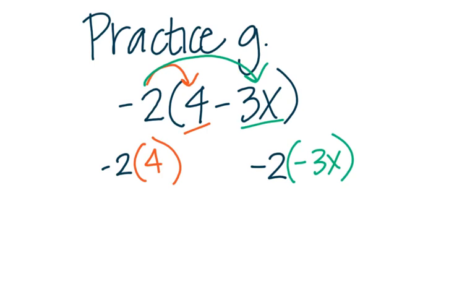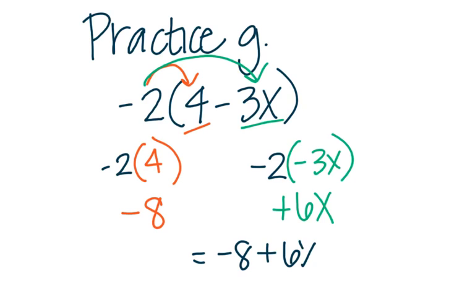Negative 2 times 4 gives me a negative 8. Negative 2 times negative 3 gives me a positive 6. And then I have my x, so I have an x. And now I push them together. Negative 8 plus 6x.